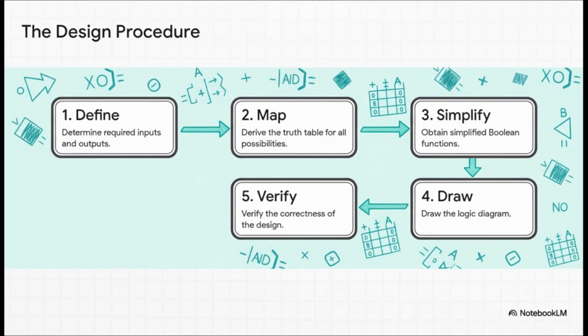And this is that process. It's a 5-step recipe, really. First, you just define your problem. What are my inputs? What are my outputs? Then you map out every single possibility in a truth table. Step 3 is a big one. You simplify the logic to make it as clean and efficient as possible. Then you draw it up, and finally, the most important step, you test it to make sure it actually does what you think it does. It's a proven path from concept to creation.